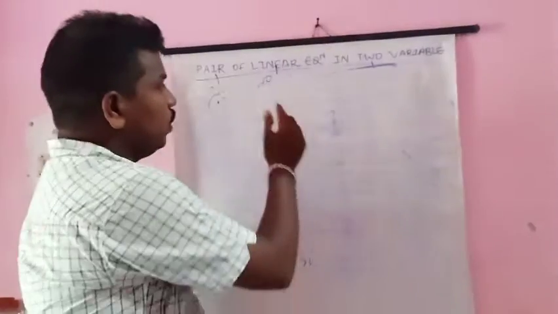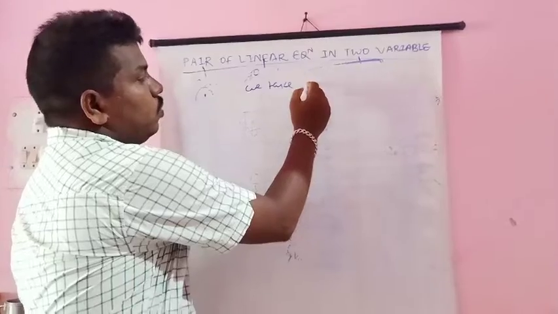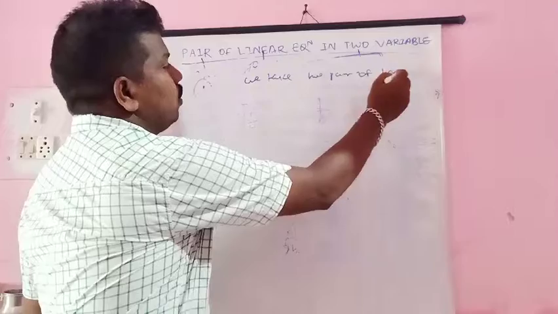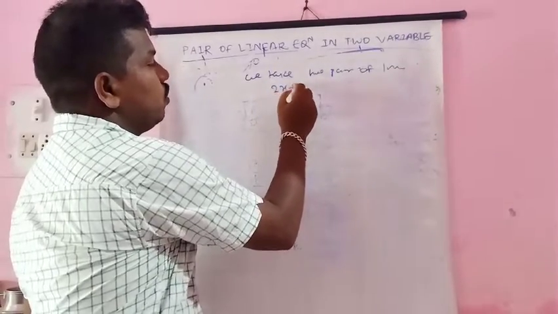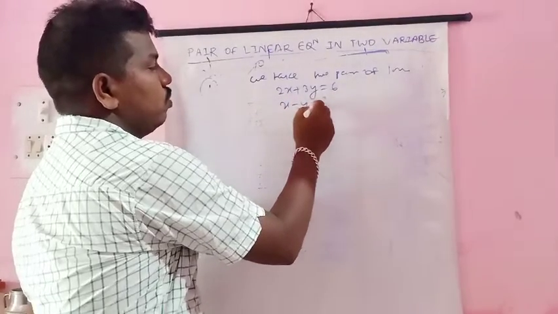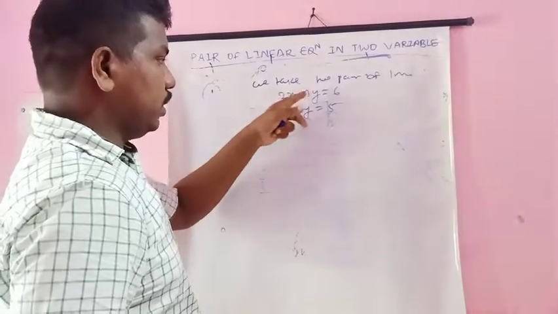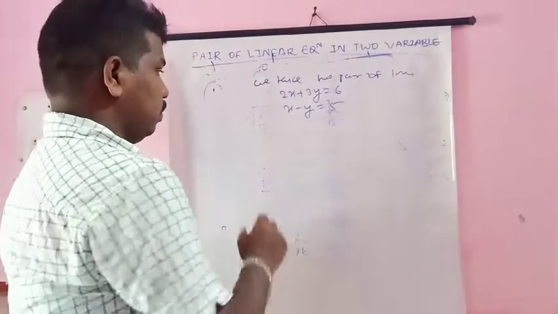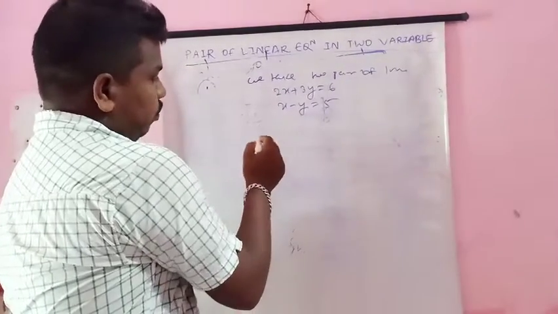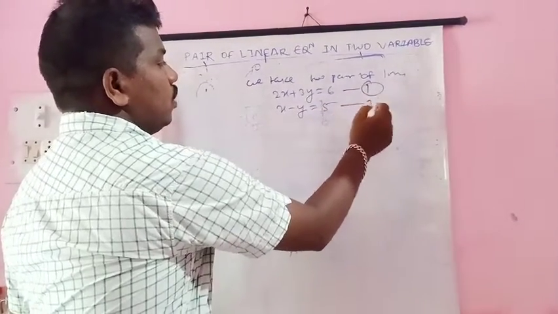Suppose we take a pair of linear equations, 2x plus 3y equal to 6, x minus y equal to 5. We have to find the values of x and y by the graphical method. So we have to apply the previous procedure. Here is one equation, another equation.